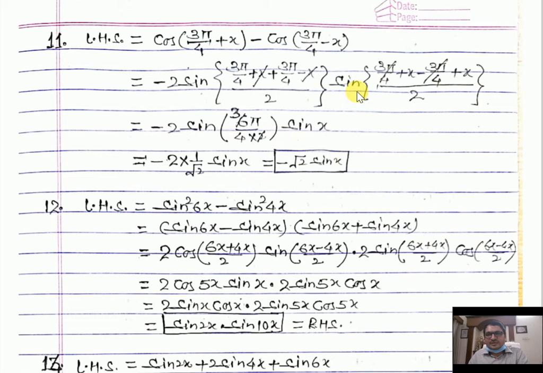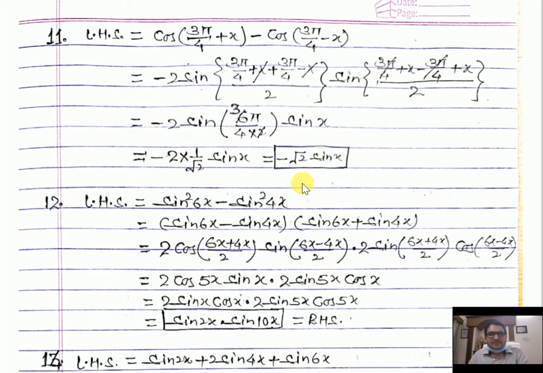Similarly, sin(2x) upon 2, so sin x. So get cancelled, 6π/4 divided by 2, 4 into 2, 2 3s are 6, so 3π/4, and cos 3π/4 will be 1 upon root 2. So it is −(1/√2) sin x. So minus, rationalize the denominator, you will get −√2 sin x.